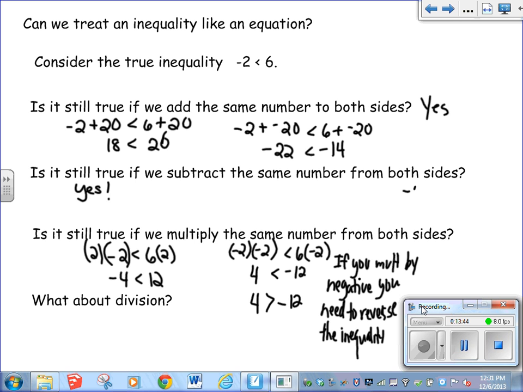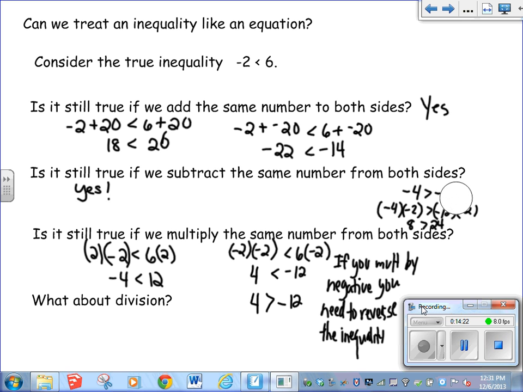So if you said negative 4 is greater than negative 12, you're picking an inequality that's true, right? And you multiply them both by a negative number. Let's multiply them both by negative 2 again. Let's see what happens. Negative 4 times negative 2 is a positive 8. Negative 12 times negative 2 is a positive 24. Is 8 greater than 24? So it doesn't matter. Anytime you multiply by a negative, it reverses the inequality. All right?